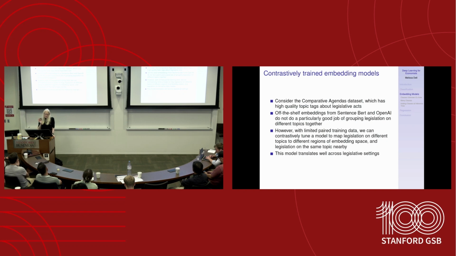And so we look at the SentenceBERT off-the-shelf embeddings, meaning we haven't trained them at all. We look at OpenAI off-the-shelf embeddings. We just take them from OpenAI. We don't do anything with them. We just say, do these group like topics together? And the answer is not very well. But if we train on a limited amount of data, so even just hundreds of pairs, going to thousands of pairs of data, it starts to do a much better job.